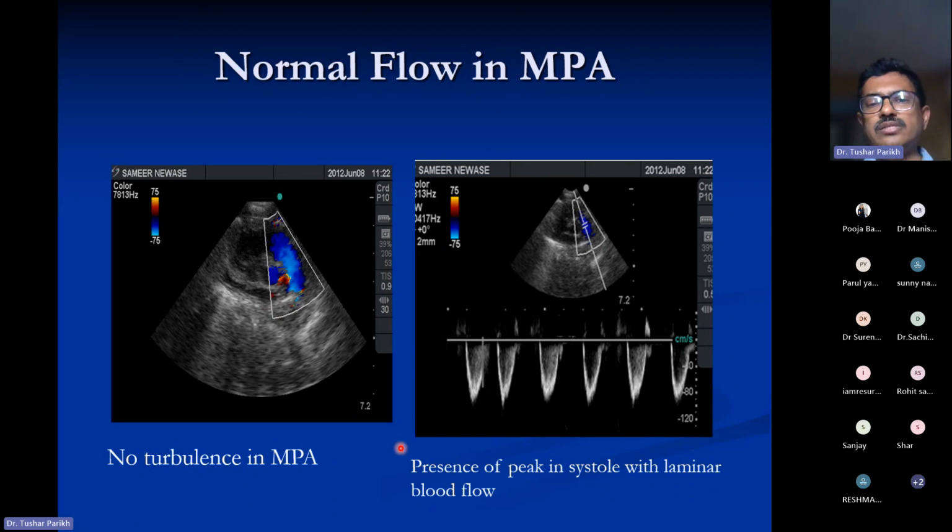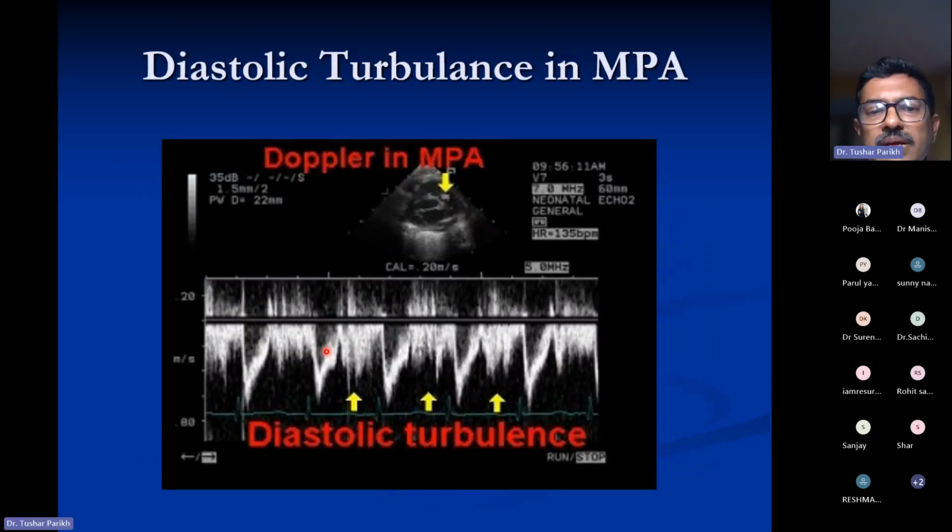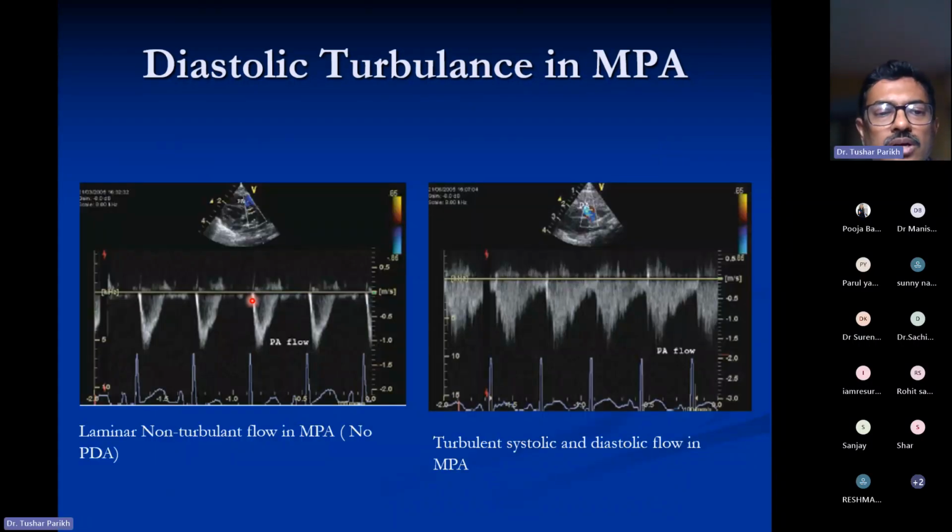Now there is normally no turbulence, and when you put a pulse wave Doppler, you will see a clear tongue-shaped ejection waveform, and there is no diastolic turbulence in the main pulmonary artery. If there is diastolic turbulence in the main pulmonary artery, it is a surrogate marker that some blood is coming into the main pulmonary artery during diastole, and that what comes during diastole is blood from the PDA. So this diastolic turbulence is because of the PDA. Again showing diastolic turbulence in main pulmonary artery: on the left side, laminar non-turbulent blood flow, there is no PDA. On the right side there is turbulent systolic and diastolic blood flow because of the presence of PDA.